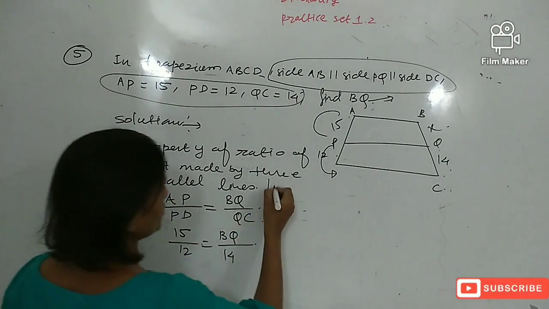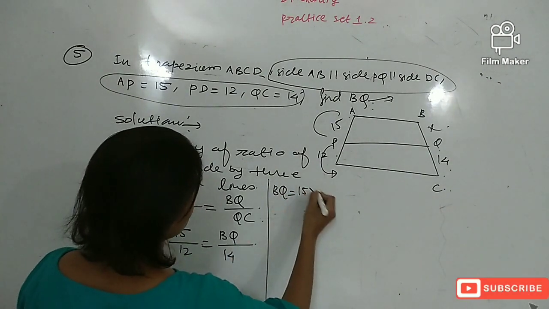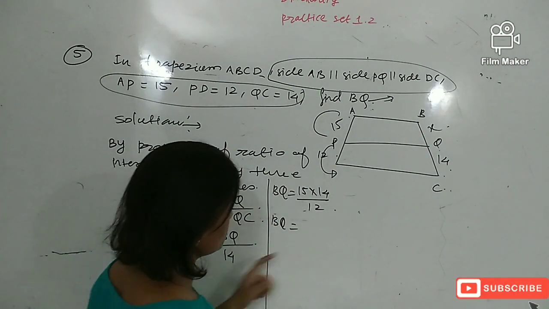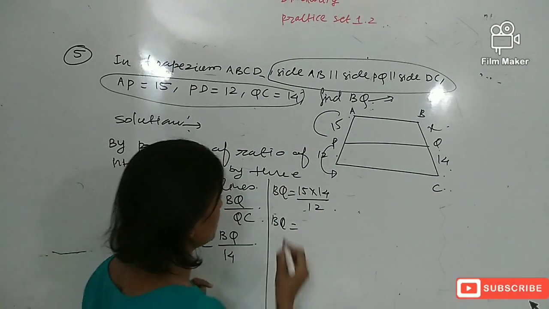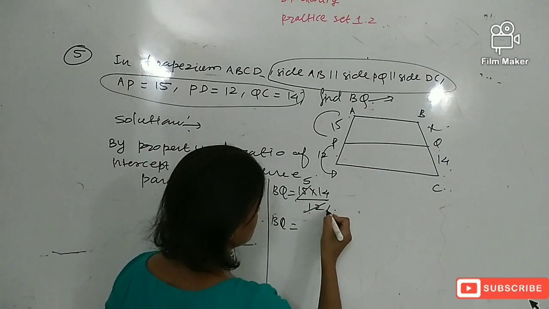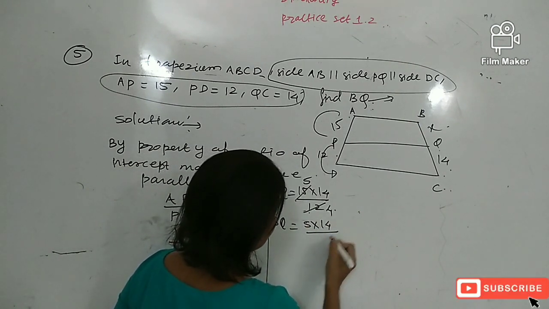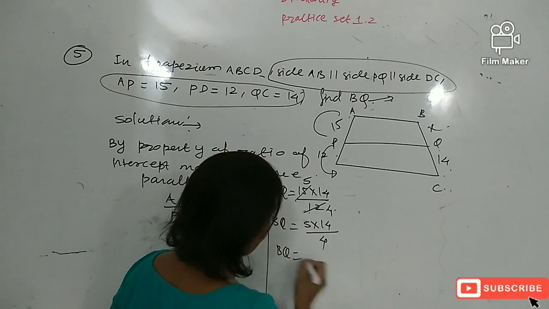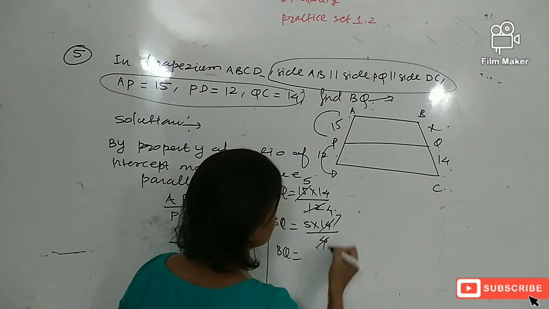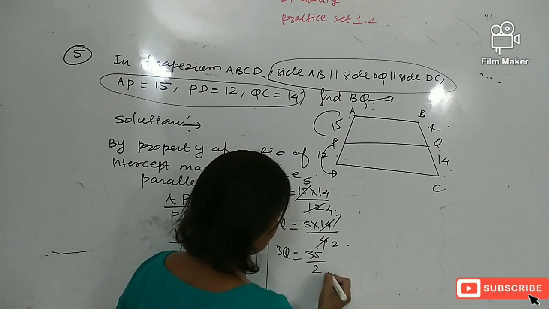Just simplify this equation. BQ equals 15 into 14 divided by 12. Both numbers are divisible by 3, so I am reducing it by 3. 5 3s are 15 and 4 3s are 12, so here comes 4. This is 5 into 14 divided by 4. Again 14 and 4 get reduced by 2, so I cancel it out by 2. So 5 into 7 is 35 divided by 2.